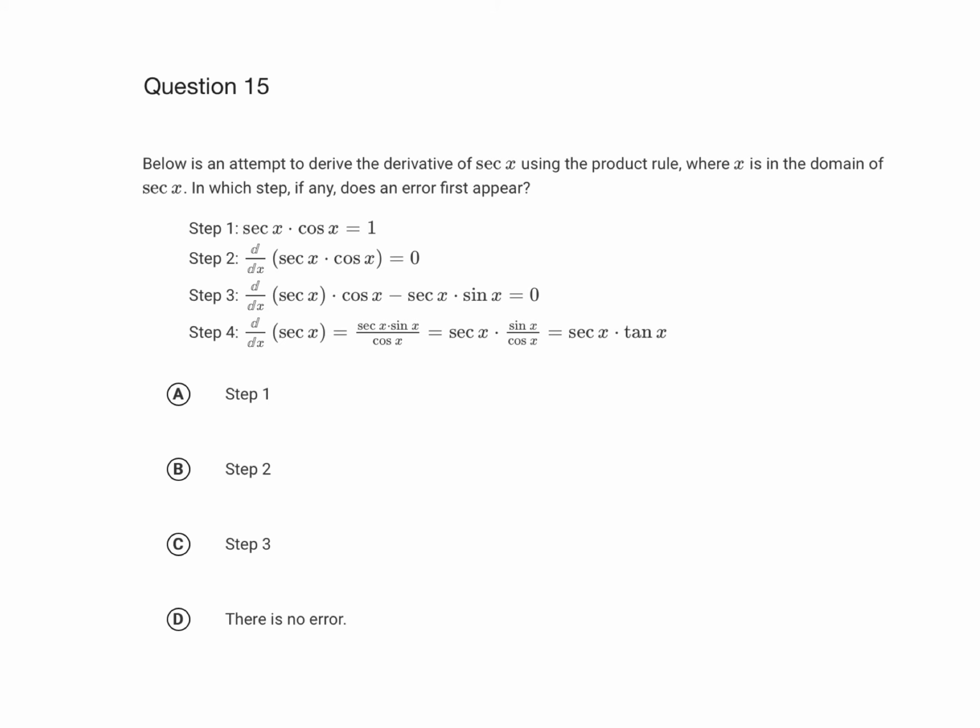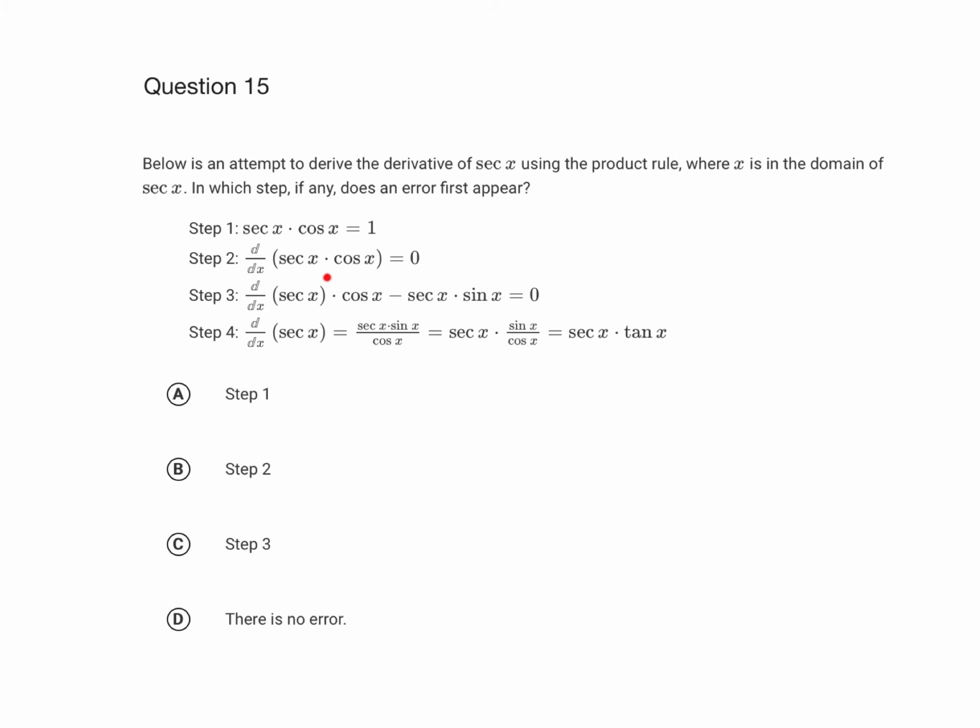All right, the first step, we might not know exactly what they're doing yet, but we know that that's true. If you do secant times cosine, you get 1 because secant is 1 over cosine. So 1 over cosine times cosine, the cosines would cancel, and that's 1. So we assume that that's not an error since that's just a true equation. Okay, look in the next step.